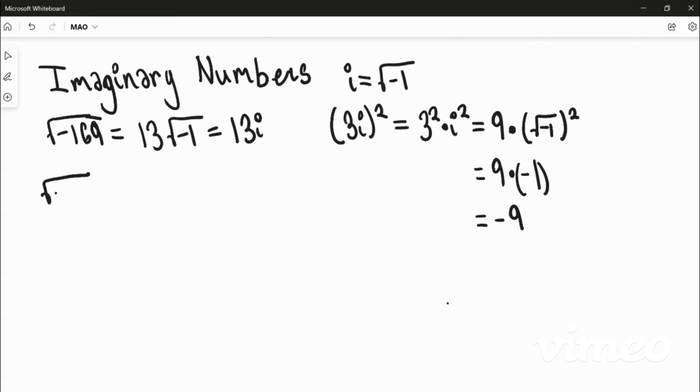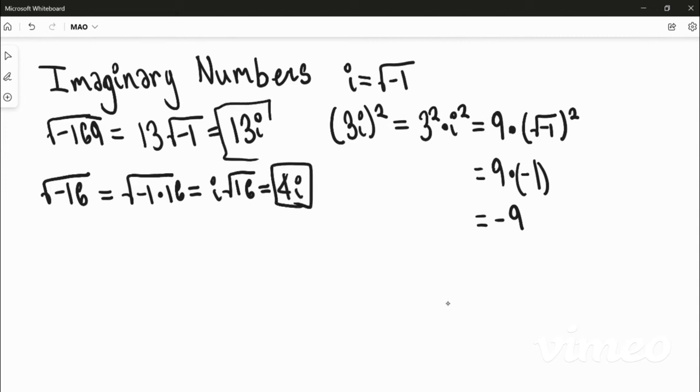Let's try another a little bit backwards. When you have the square root of negative 16, that's the same thing as the square root of negative 1 times 16. So the square root of negative 1, when you take that out, you get I, times the square root of 16. The square root of 16 is 4, so you get 4I. Let me box in these answers so you can see them here.